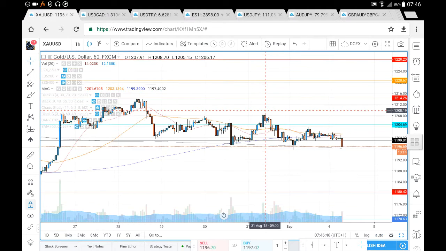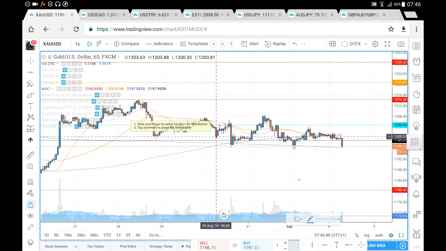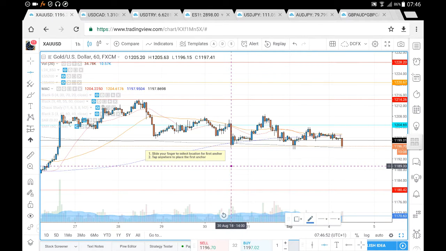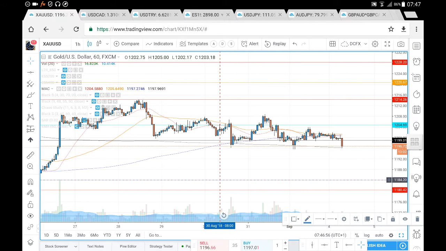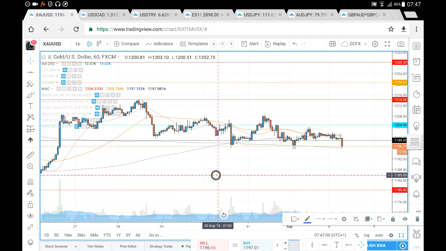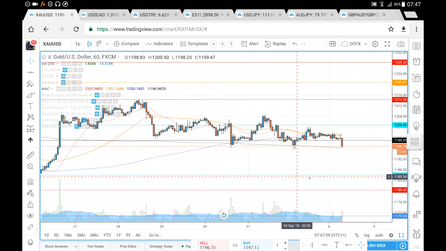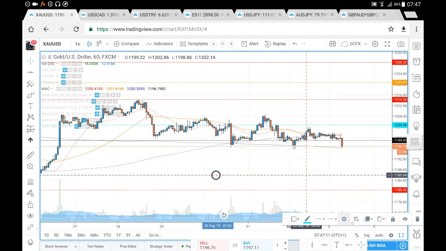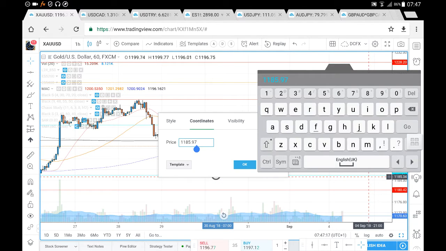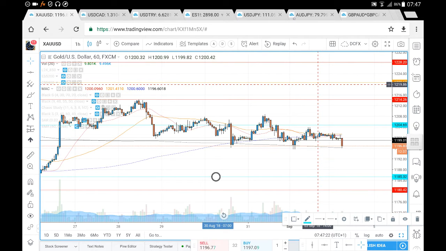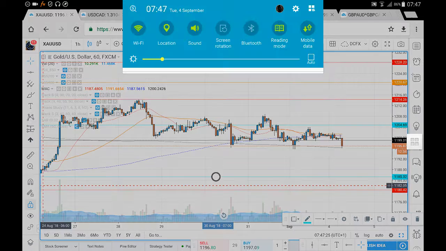I suppose I should possibly mark that out on the chart. Just going to mark this out on the chart. I'm just going to, there we go. It is a minor level, so wouldn't place great emphasis on this 11.85. But it is a level of note.